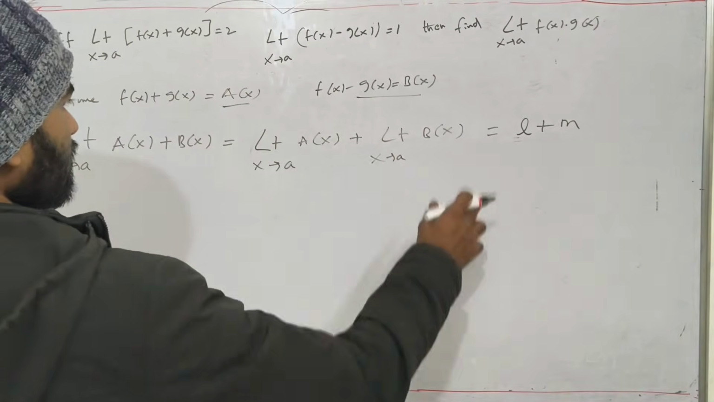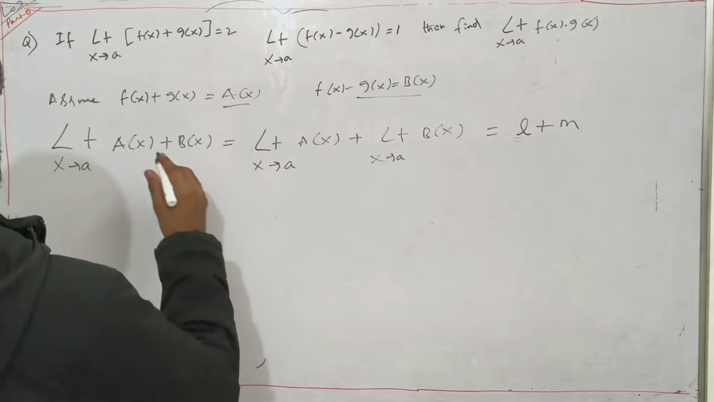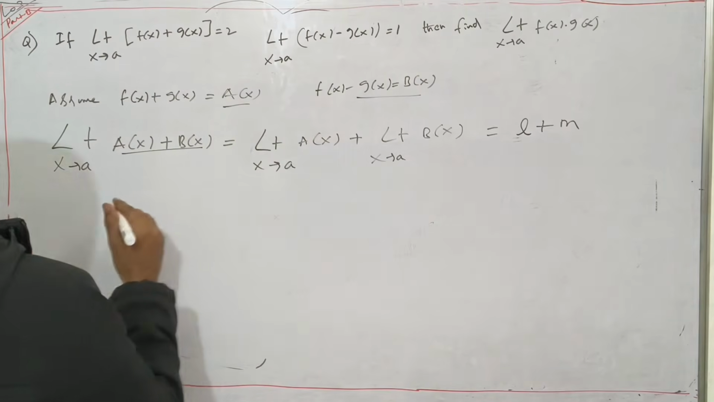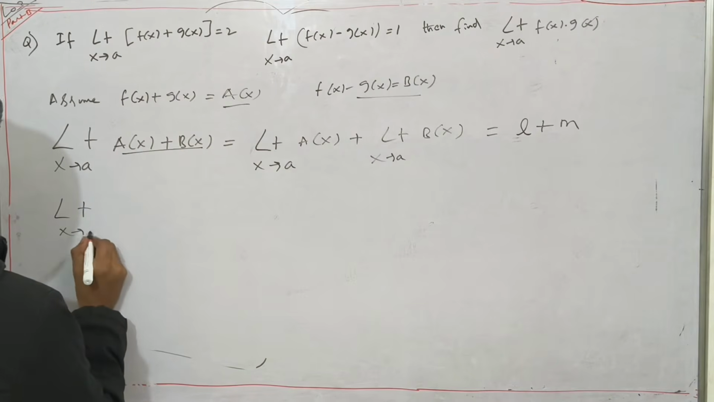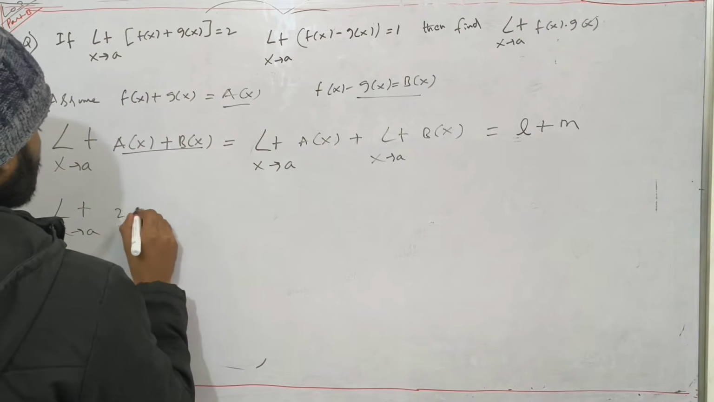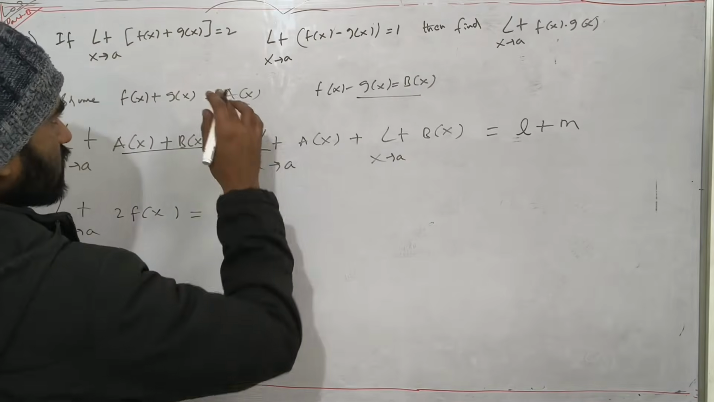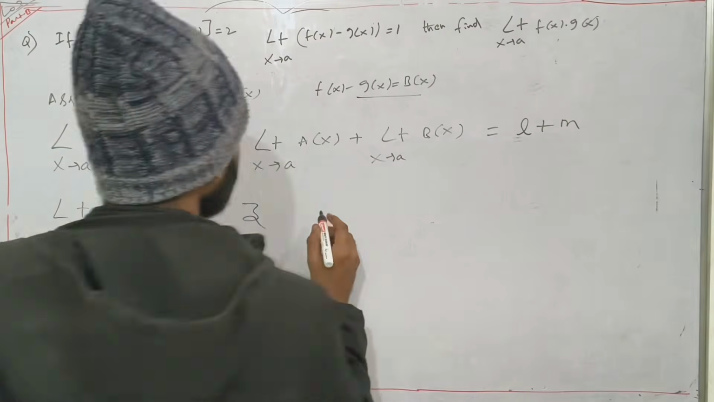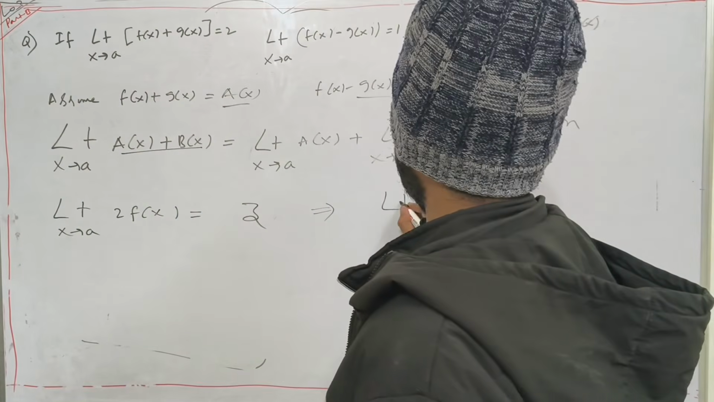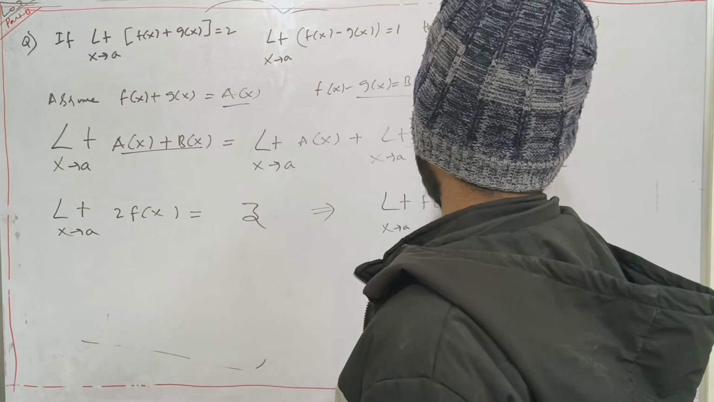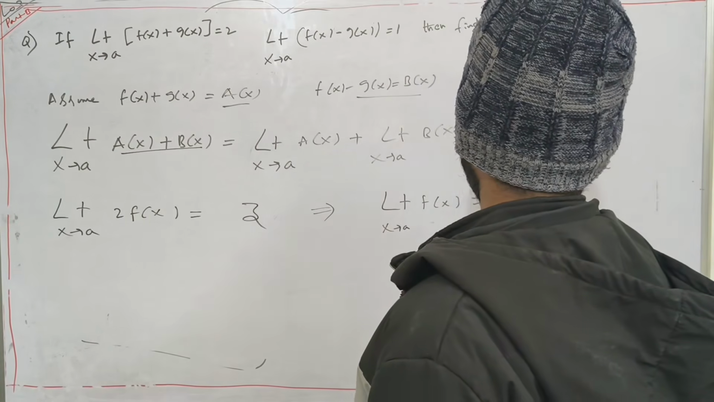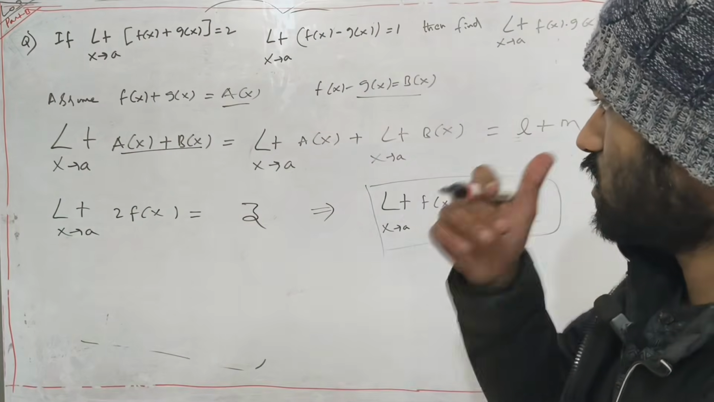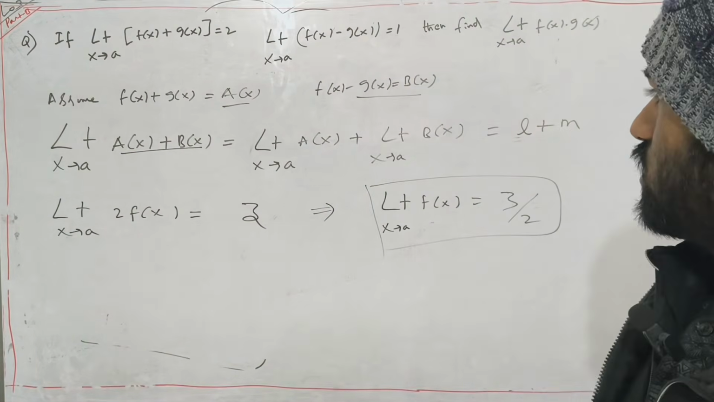So here it is equal to L plus M. What is the value of this? A equals this and B equals this. So it is limit x tends to a of (f(x) plus g(x)) equals 2, which equals L plus M. L plus M is 2 plus 1 equals 3. So we can write limit x tends to a of f(x) equals 3 by 2. Good. Samajh mein aa raha hai? So this is our value.